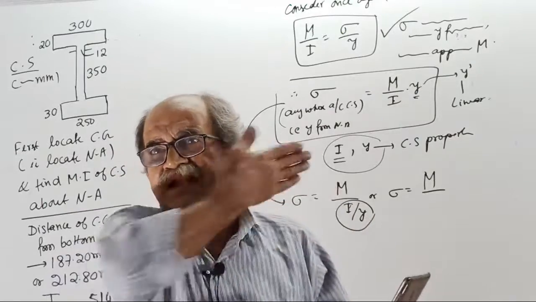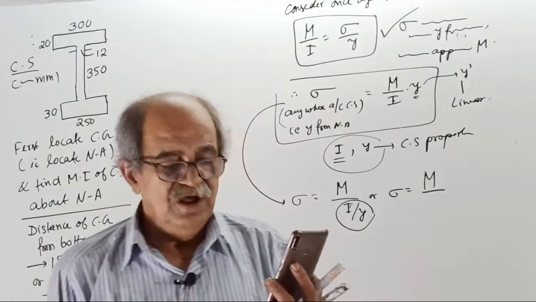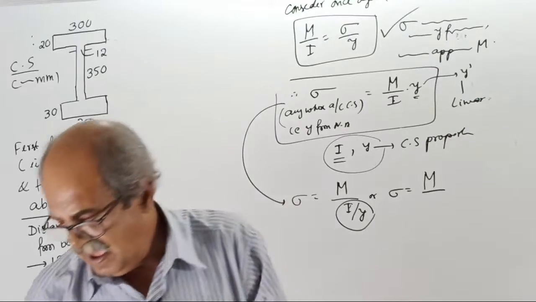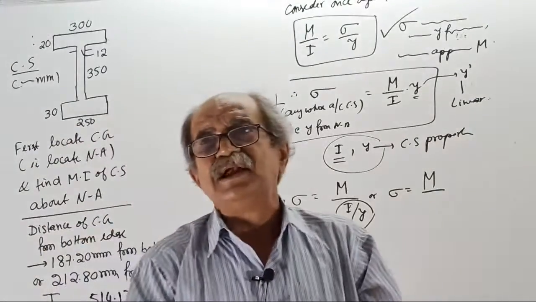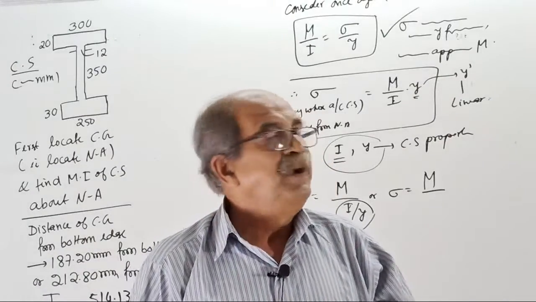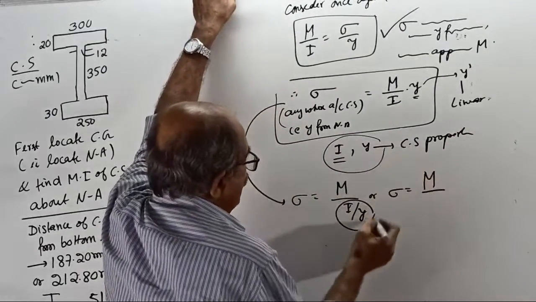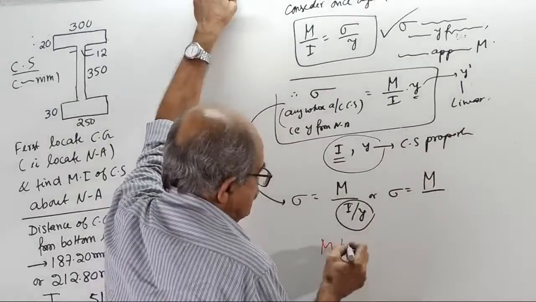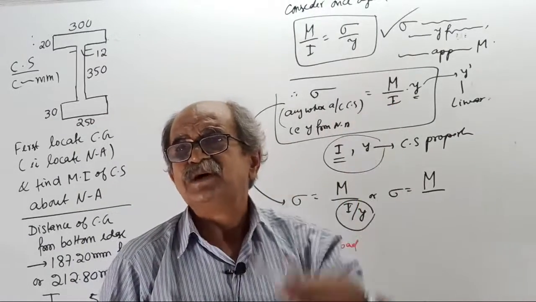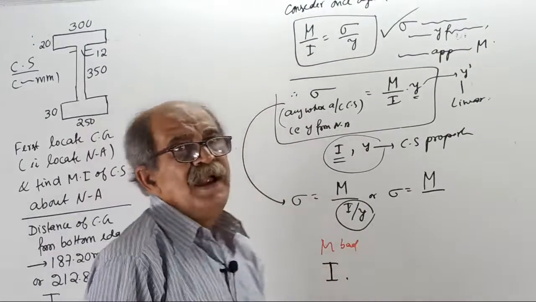Bending moment is bad. Why? As the beam section is subjected to more and more bending moment, there is a chance of failure. Bending moment is bad. Okay, bad. M is bad, as M increases, stress also will increase. Bad. What about I? I is moment of inertia.